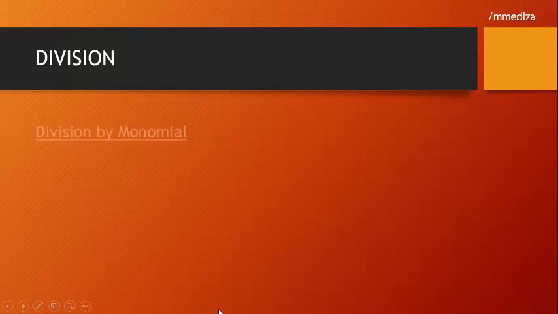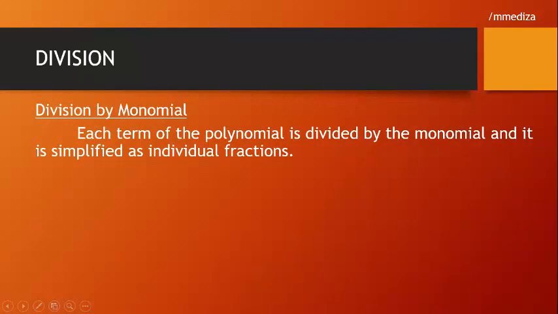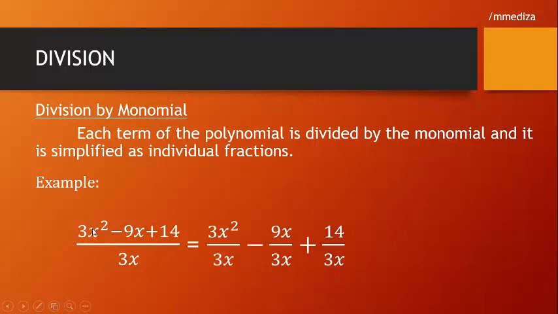Division by monomial. Each term of the polynomial is divided by a monomial and it is simplified as individual fractions. For example, 3x squared minus 9x plus 14 over 3x. So we are going to simplify this by getting the individual fractions. So that will be 3x squared over 3x, negative 9x over 3x, 14 over 3x.